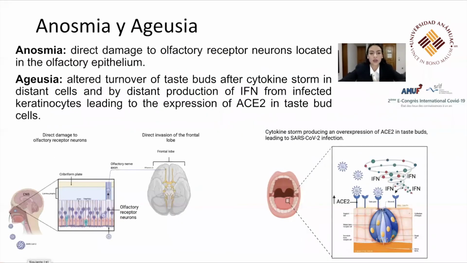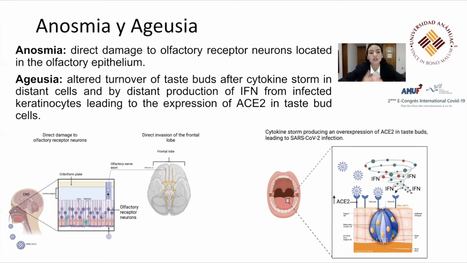The anosmia, as we can see on the figure of the left, could be explained because the virus produces a direct damage in the olfactory receptor neurons located in the olfactory epithelium. This is because of the presence of 2 proteins found in the upper part of the respiratory tract, called ACE2 and transmembrane protease serine-2. These proteins internalize the virus to the cytoplasm and are expressed mainly in sustentacular cells of the respiratory epithelium, becoming its main target. Likewise, the virus could produce a direct invasion of the frontal lobe, traveling through the axons of the olfactory nerve, causing a sensorineural alteration of smell.